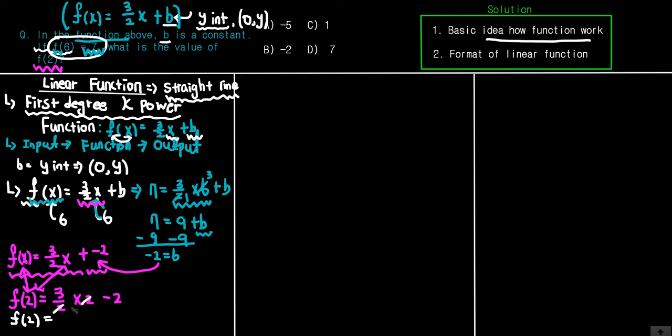2 times 2, we're going to cancel that as 1. We get 3 minus 2, which is 1 in this case. So our answer for this question is going to be C.